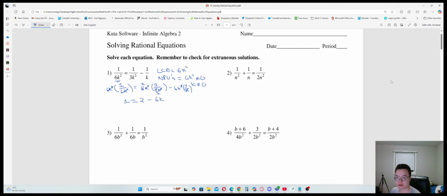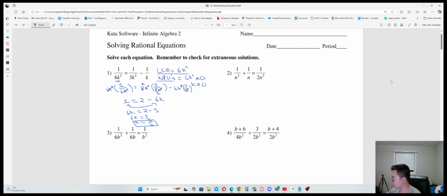And now I just basically solve for k. I would like to switch both sides so I will have the positive k. So I'll have 6k equal to 2 minus 1, and then 6k equal to 1. And then k will be equal to 1 over 6. So k equals 1 over 6 will be my final answer, with my NPVs and lowest common denominator.